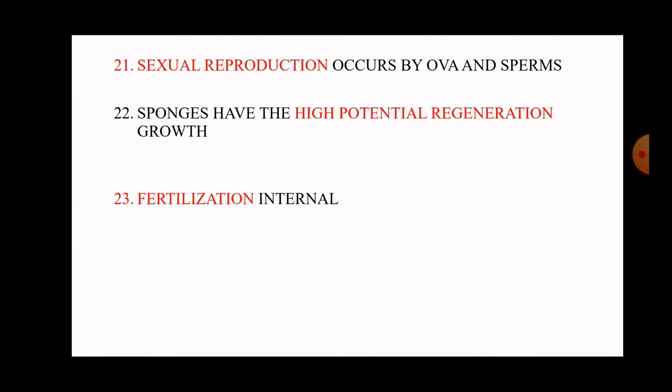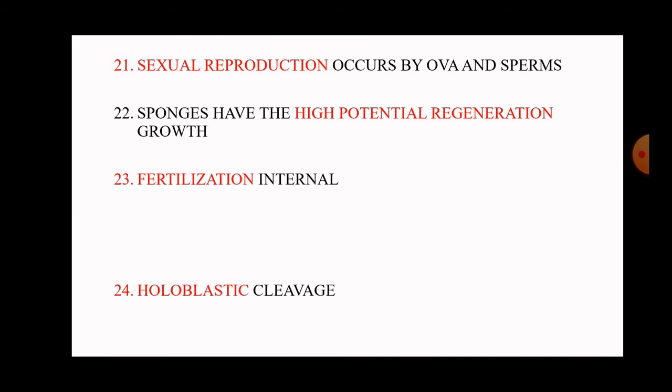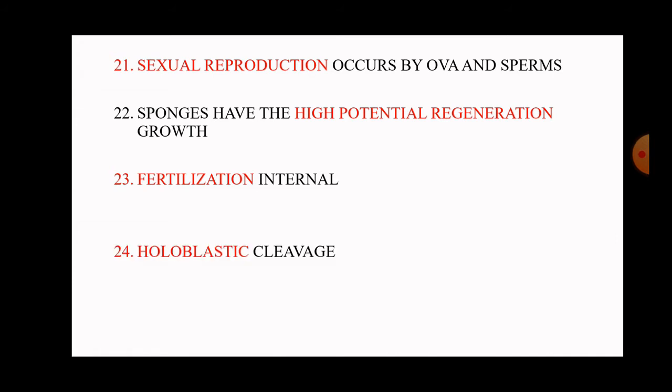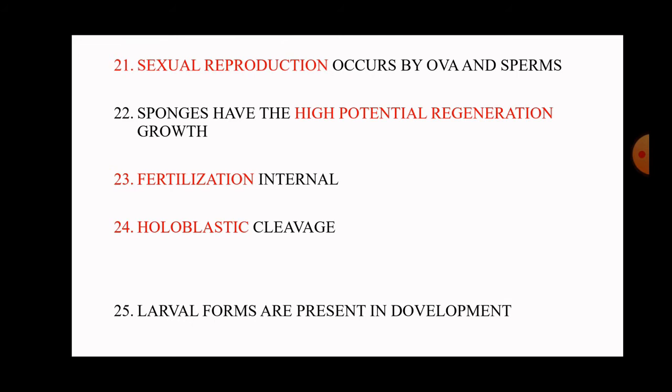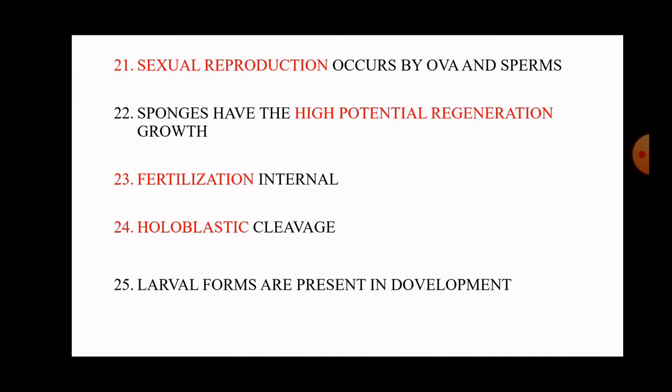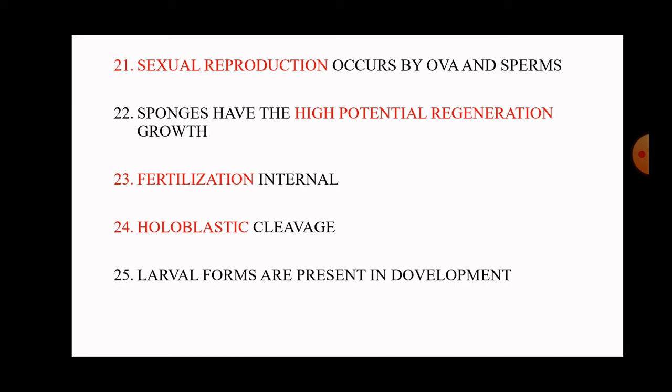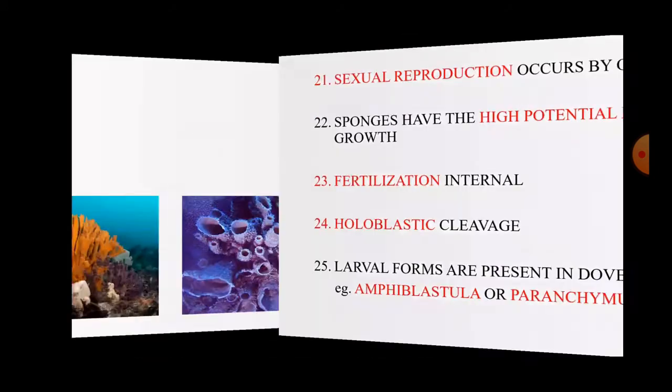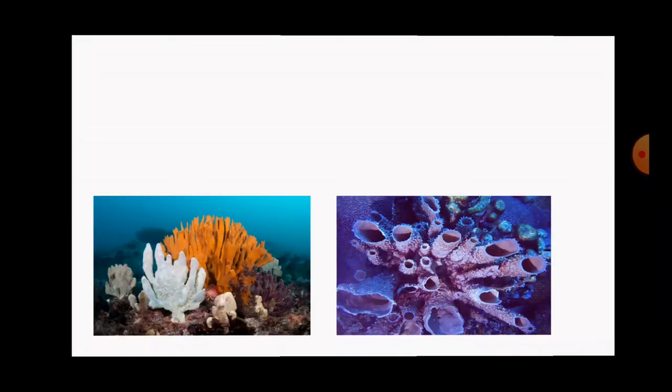Actually, in these animals, fertilization is internal, and during embryonic development, you could observe holoblastic cleavage, and you could also observe some sorts of larval forms. They may be amphiblastula larva and they may be parenchymula larva.